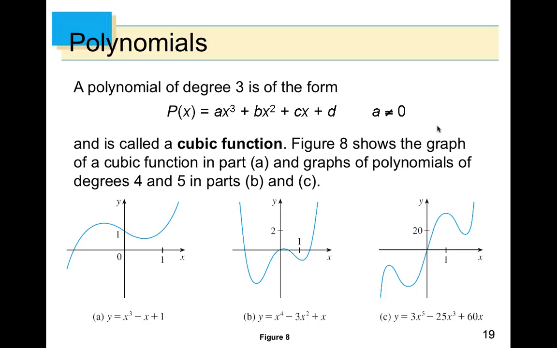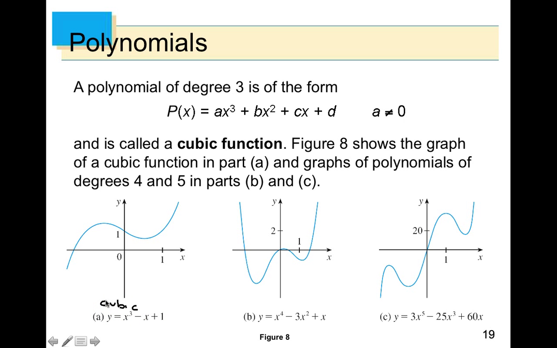Diving a little bit deeper, I think you probably saw these in Algebra 2 last year. A polynomial of degree 3 is of the form p of x equals ax cubed plus bx squared plus cx plus d, where a does not equal 0, and it's called a cubic function. I give you 3 graphs below: one cubic function, a quartic function, and a quintic function. So graph A is going to be a cubic function.